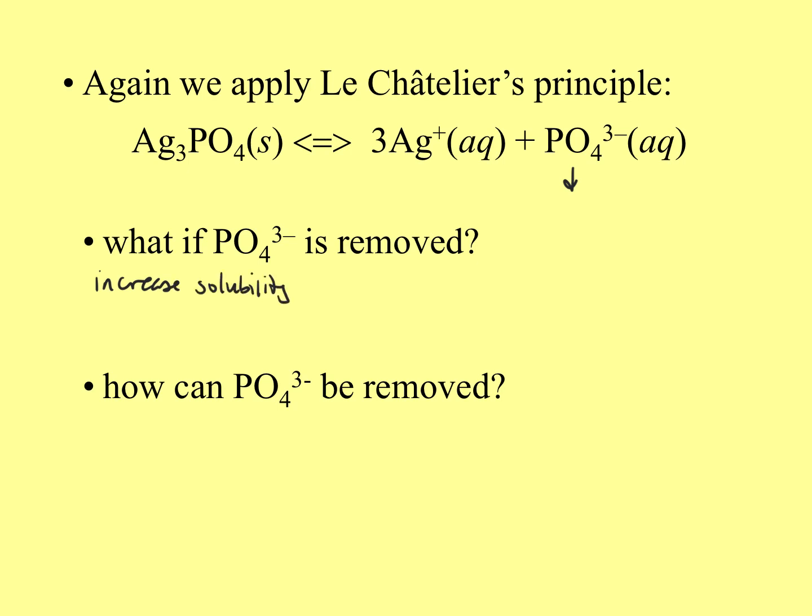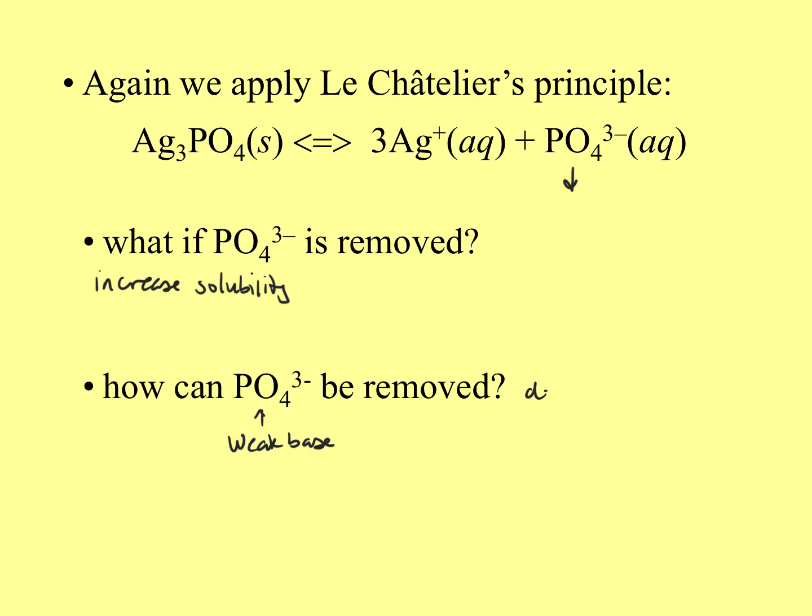Okay, because removing this will cause the equilibrium to shift to the product. So how can PO4 3 minus be removed? Well, this is a weak base. How do we know it's not negligible? Because its conjugate acid, HPO4 2 minus, is weak as well. So how can we remove it?